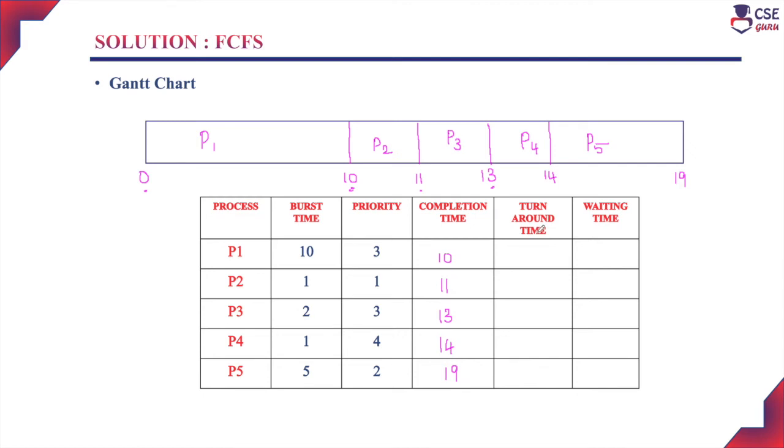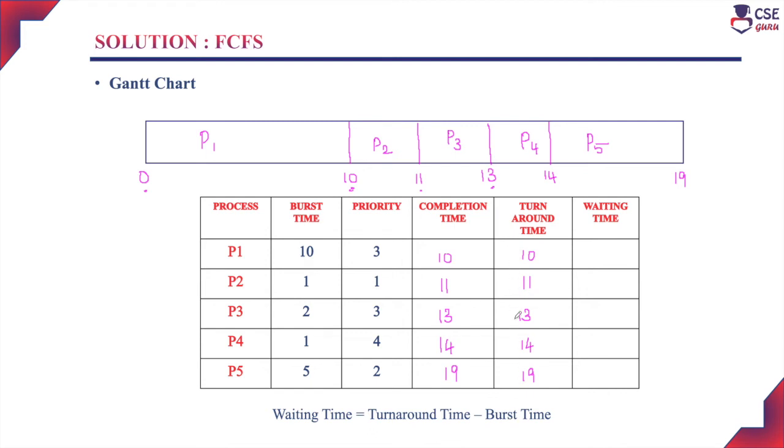Next we need to find the turnaround time. Turnaround time is the time interval between when the process enters the job queue and when it completes its execution. We can calculate turnaround time with the formula completion time minus arrival time. But the arrival time for all the processes is given as 0 milliseconds, so the completion time itself will be the turnaround time. Next we need to find the waiting time. Waiting time is how long each process waits in the job queue before it is assigned to the CPU for execution. We can calculate waiting time with the formula turnaround time minus burst time.